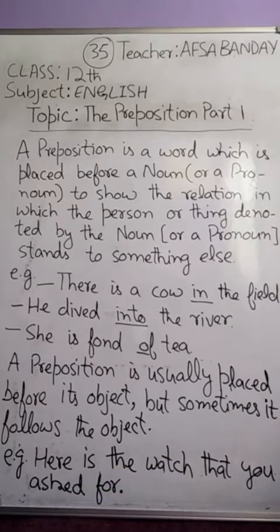For example, what are you thinking of, or this, that is the boy whom I was speaking of. So usually, often it's placed before its object, before a noun or pronoun, but sometimes it follows the object. That means it is placed after the noun or pronoun.